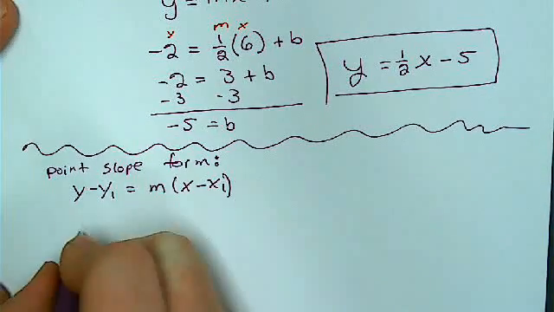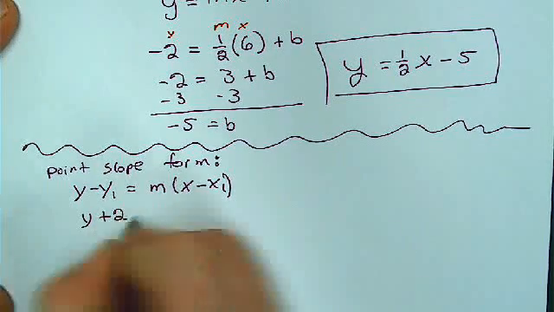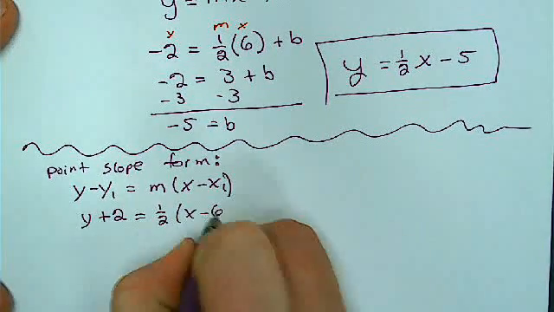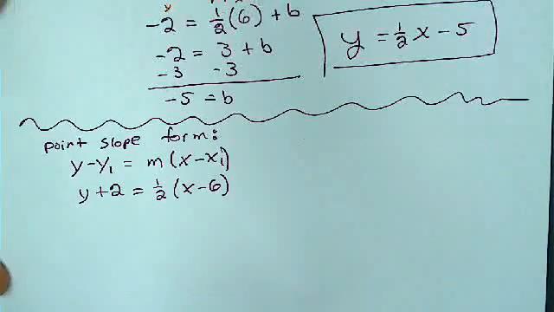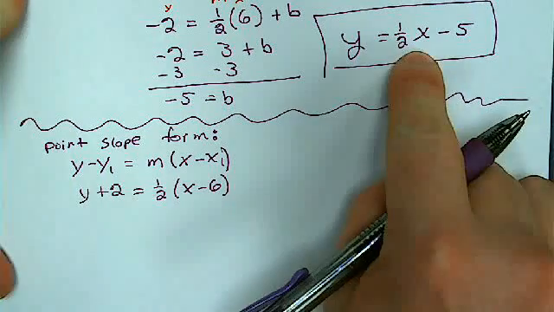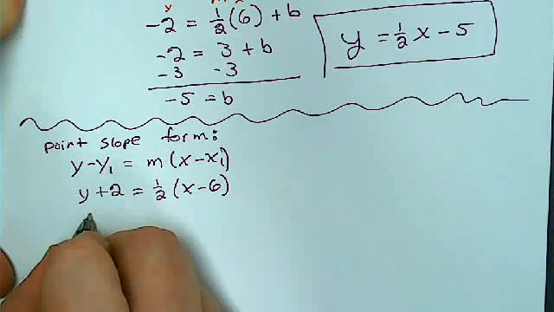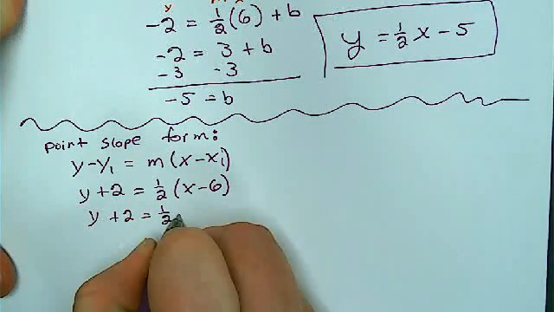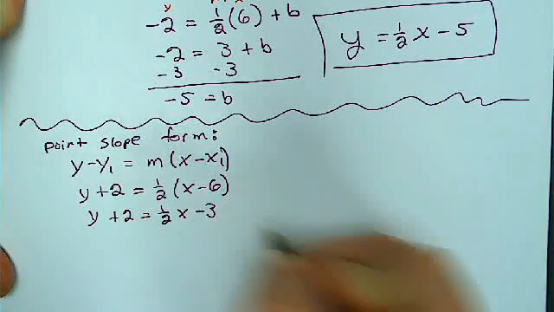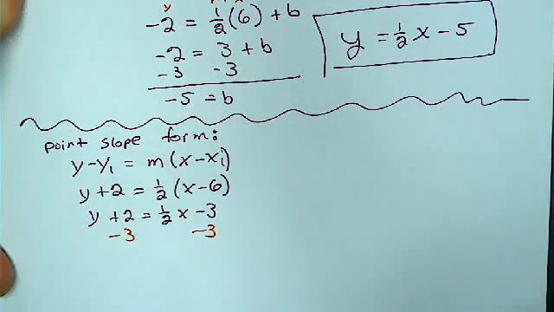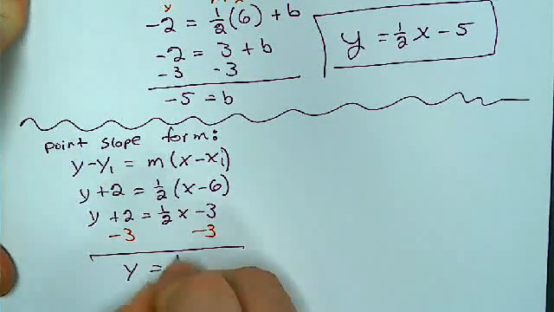So this gives me y plus 2 equals 1/2 times x minus 6. Now what I can do with this is solve it for y and see if I get the same equation. First I have to distribute. So this becomes 1/2 x minus 3. Subtract 3 from both sides. Yep. I get y is 1/2 x.